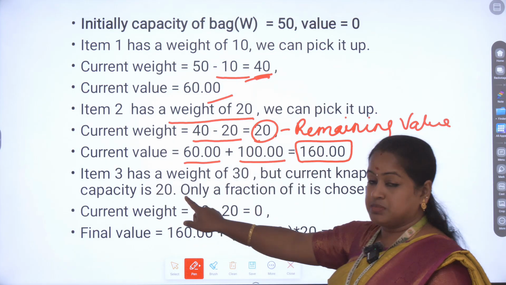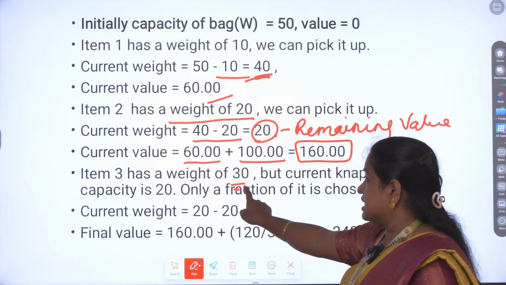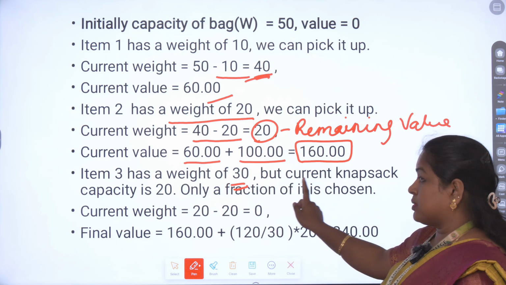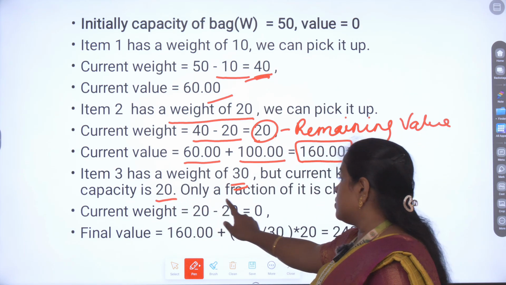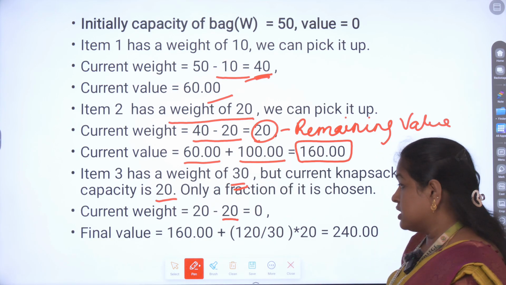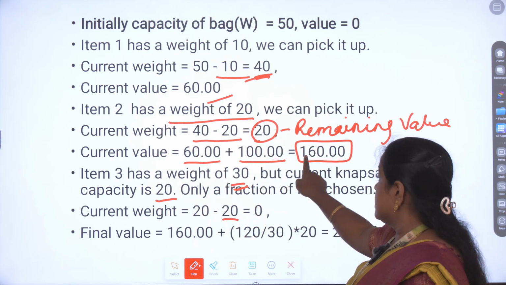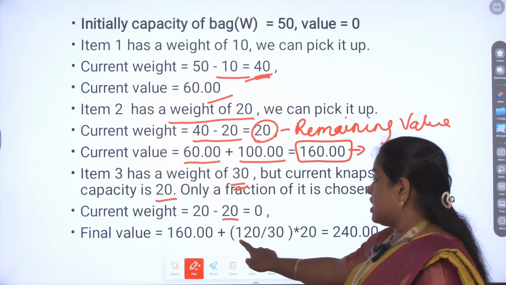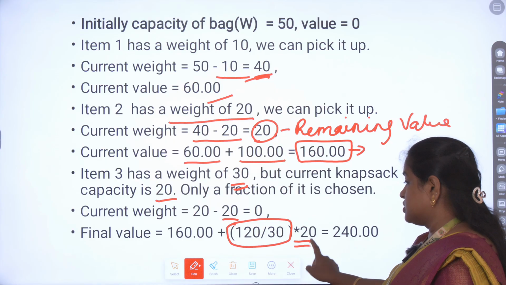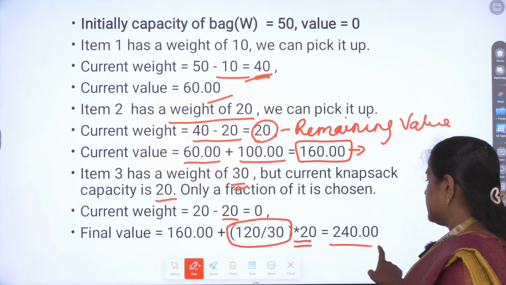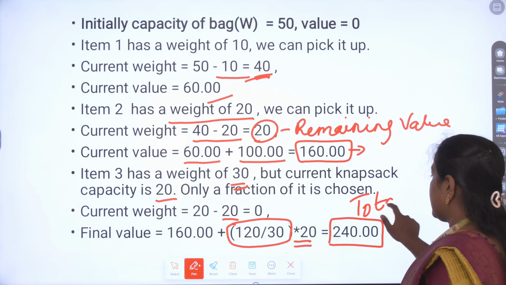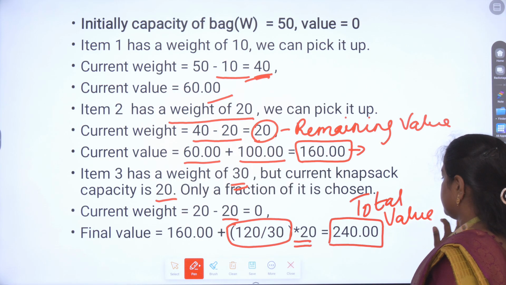Next is item 3. Item 3 weight is 30 but we have only 20 remaining. So the current knapsack capacity is 20, and we can take only 20 of item 3. Now the final value is calculated as: we already have 160, and for item 3 we take 120 by 30 into 20. This will give you the total value.